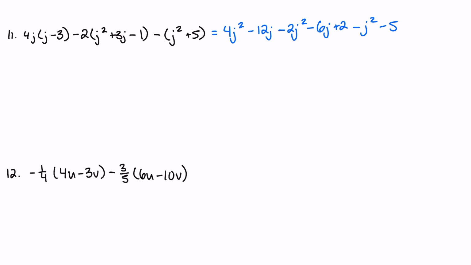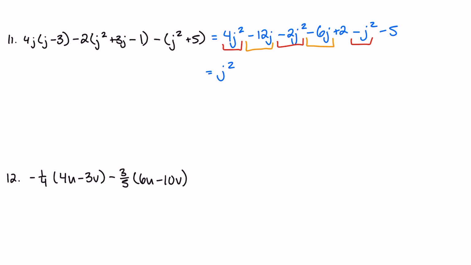So first I'm going to collect our highest power, so our j squareds. So we have a 4j squared, a -2j squared, and a -j squared. So collecting those, we get 4j squared minus 2j squared, which gives us 2j squared. And that 2j squared minus another j squared gives us j squared. So we have j squared, and now I'm going to collect our j's. So we have -12j, -6j, and that's it. So that gives us a -18j.